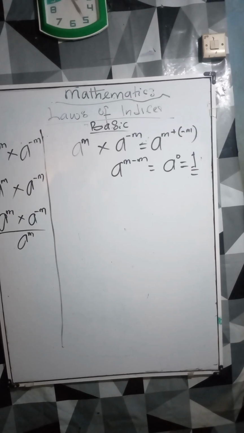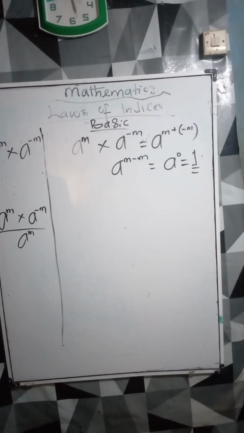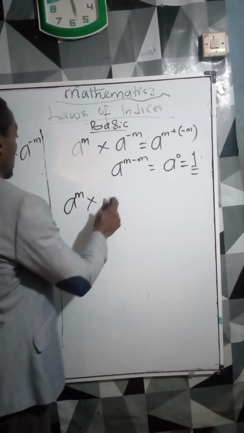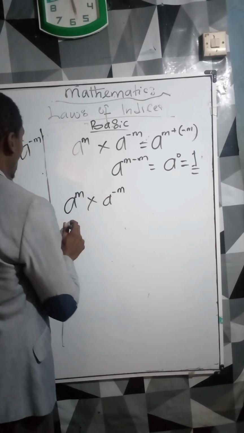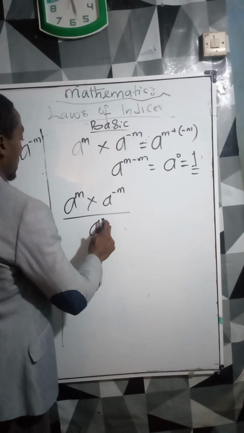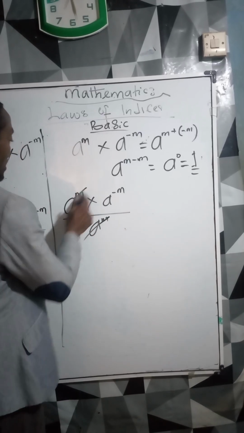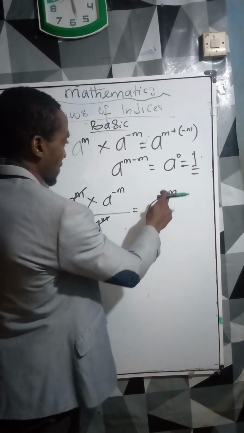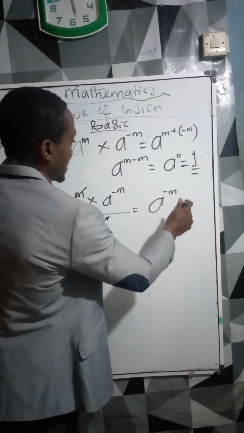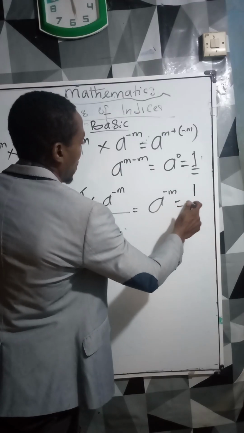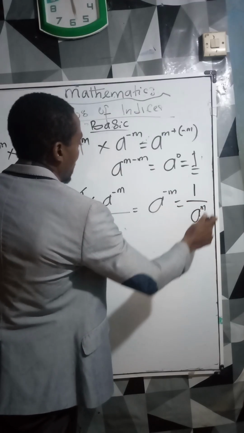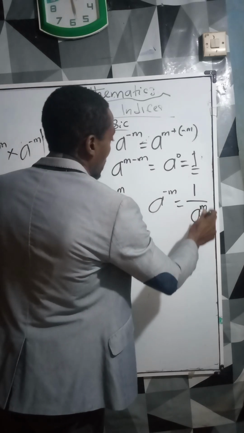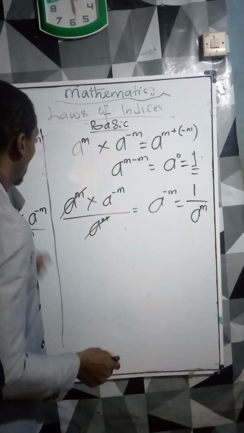Okay, supposing you are given this kind of question again: a raised to power m times a raised to power negative n, all over a raised to power n. Simply, don't waste your time. Use this one, cancel this. We have a raised to power negative n, and I just told you that this minus becomes 1 at the numerator over a raised to power n. It's a law, and you will be applying it in solving other calculations.